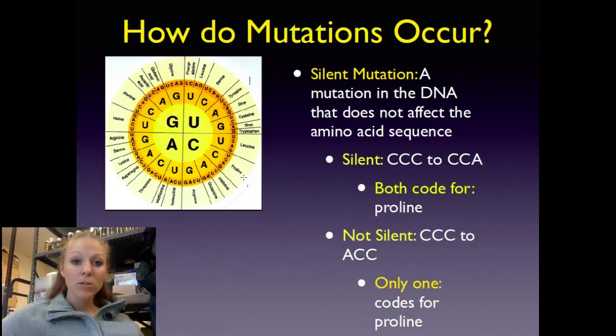However, sometimes the substitution can be expressed. So if we start off with CCC, we know that that's proline. If the substitution occurs at the first base, and let's say it's ACC, it results in a threonine. This is going to be a bigger deal than the silent mutation.